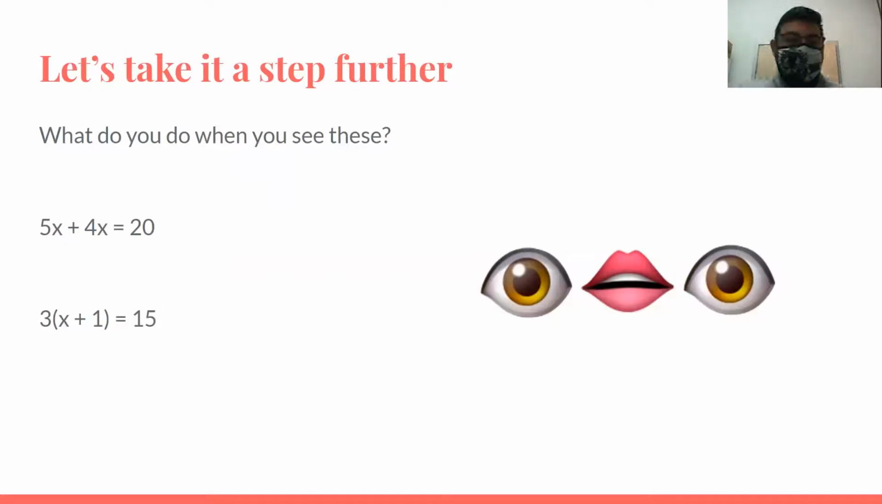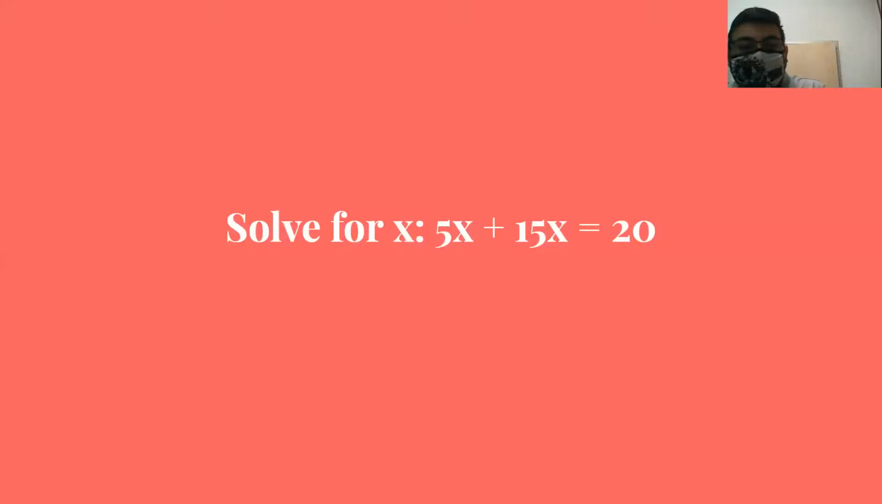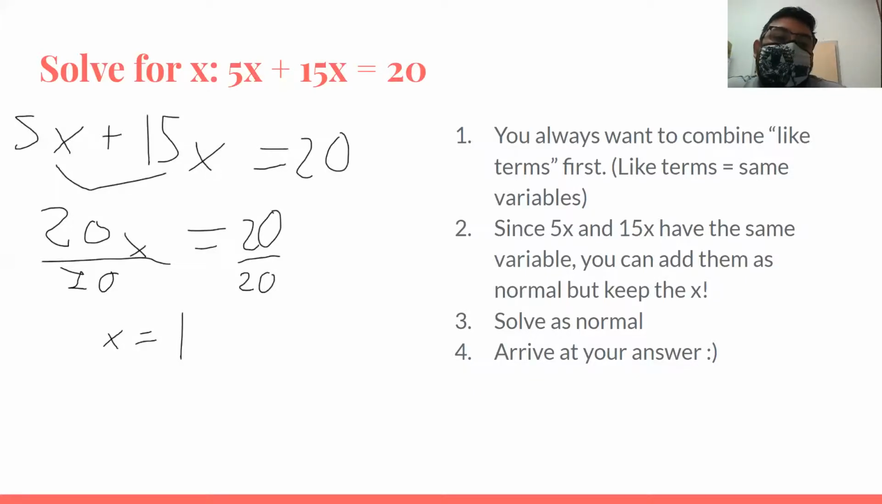So for your first problem, 5x plus 15x equals 20. How are you going to solve this? Honestly, take like 15, 20 seconds, try and figure this out. It is 2 steps, but it's one of the easier 2 steps that you're going to be seeing. All right. So solve for x. 5x plus 15x equals 20.